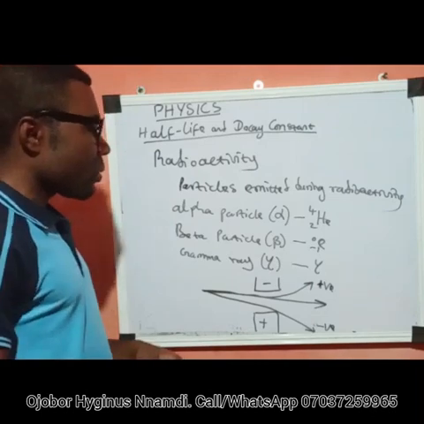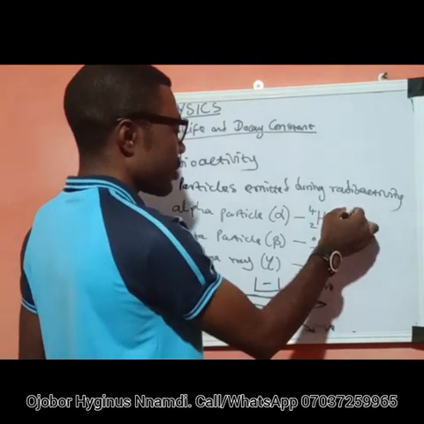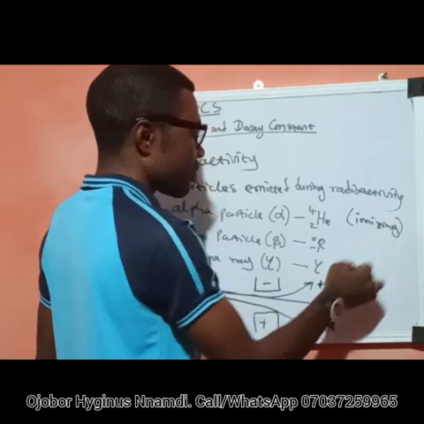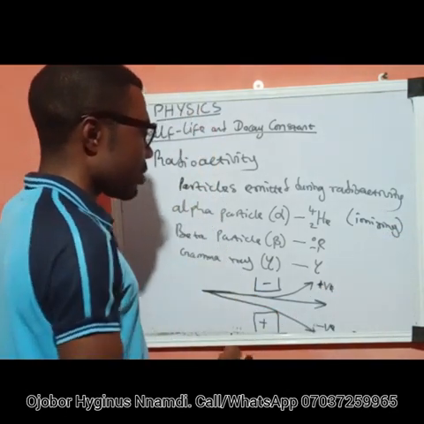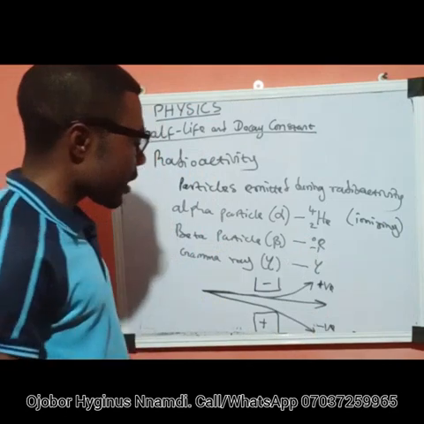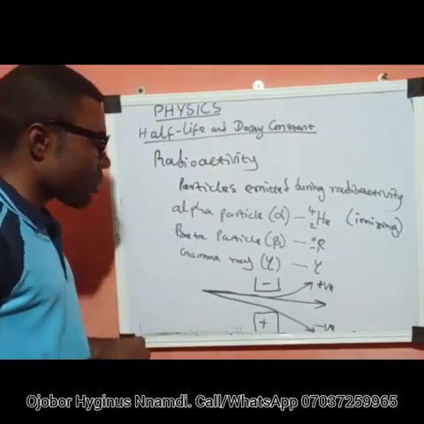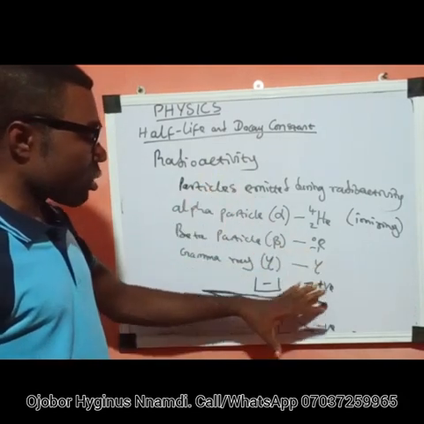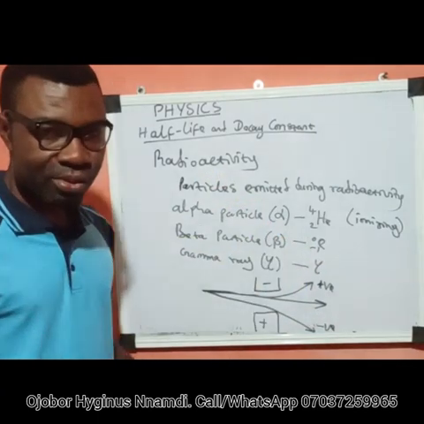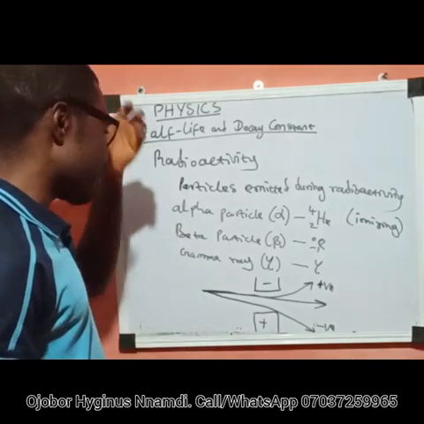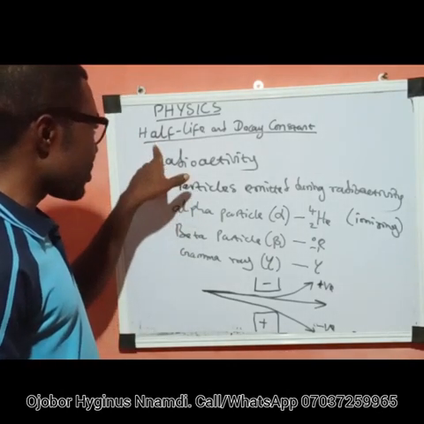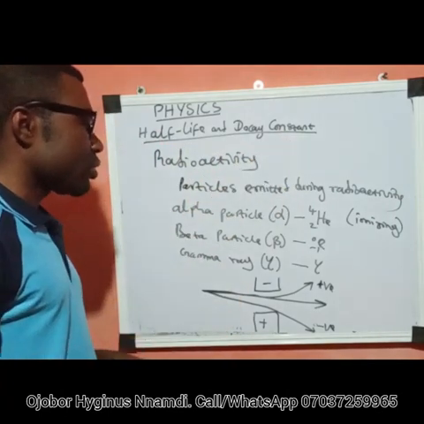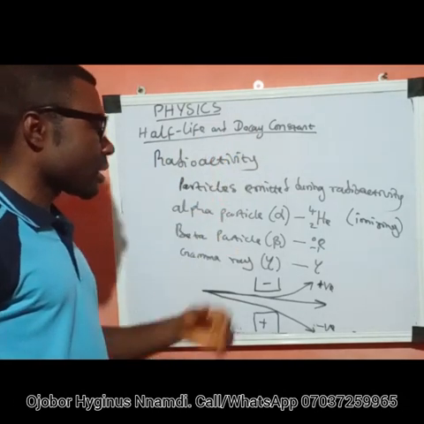Also, an alpha particle has a strong ionization strength, or ability. A beta particle has a weak ionization strength, while a gamma ray has little or no ionization strength. Okay, this is where we are going to stop. I will not proceed to mention other properties of these particles, because our interest today is half-life and decay constant. I'm just giving us an introduction of how these things came.